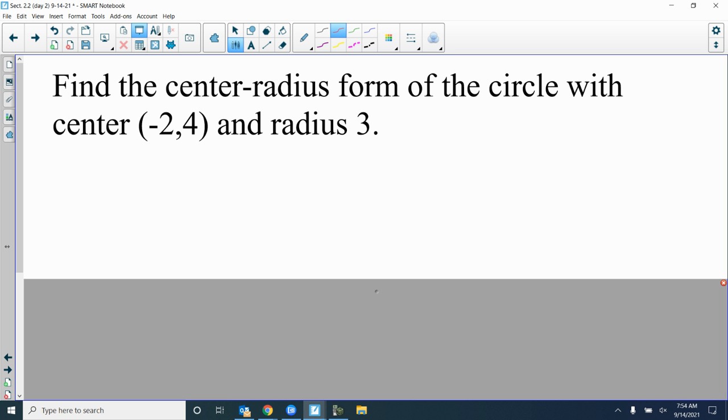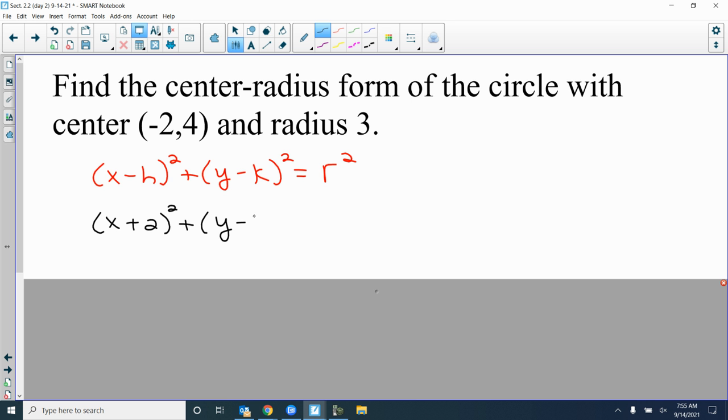x minus h squared plus y minus k squared equals r squared. Here's what we're going to plug in: you're going to plug in for your center, and you're going to plug in for your radius. You typically have an x and y when you're finished. The center is -2, 4, so it's going to be x minus -2, which becomes a plus. So it's going to be x plus 2 quantity squared plus y minus 4 squared equals 3 squared, which is 9. If it comes out to a nice number, make it a 9.